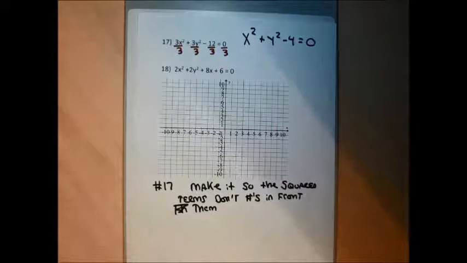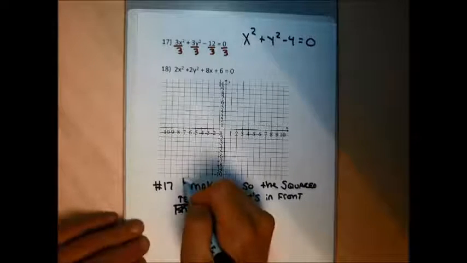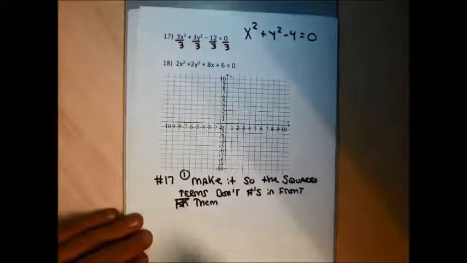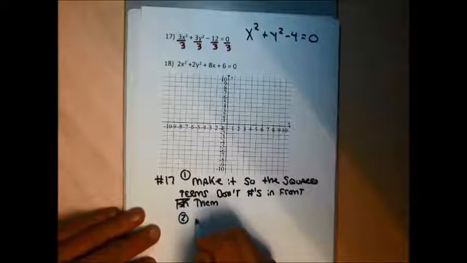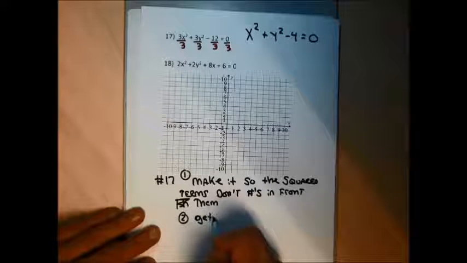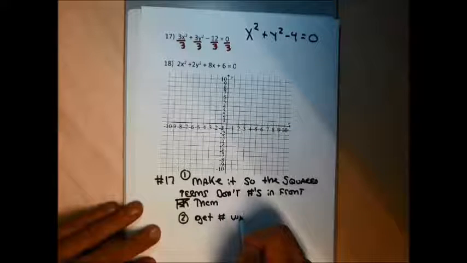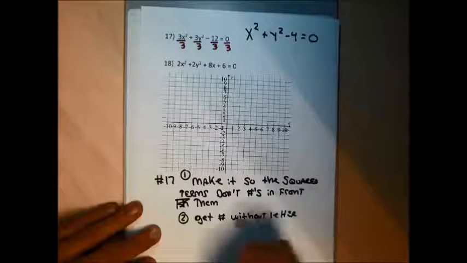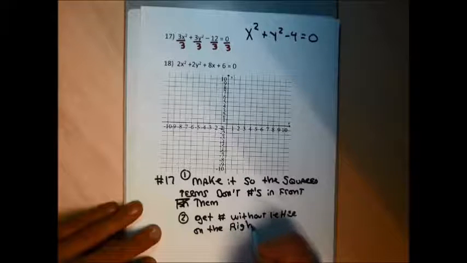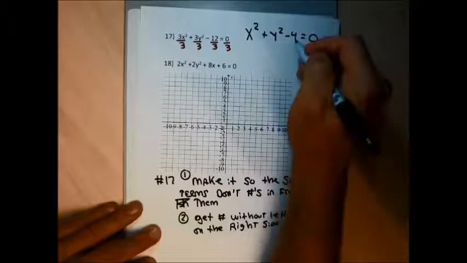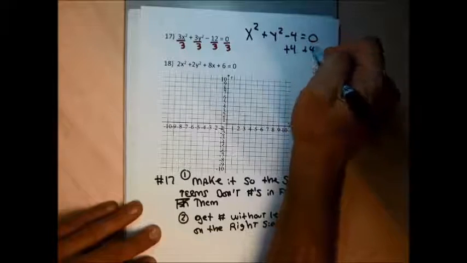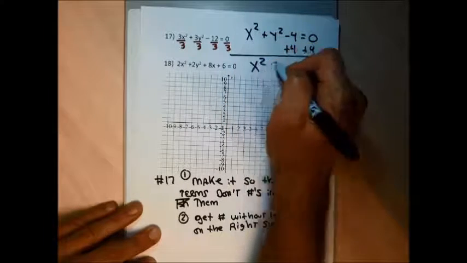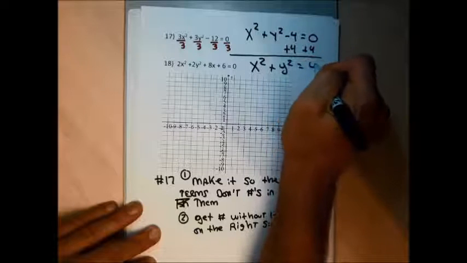This is like the first problem in that grouping. I need to have the letters on one side and get the numbers on the other. So the first thing I did in number 17 is I made it so the square terms don't have numbers in front of them. And the second thing I'm going to do is get the number without the letter on the right side. When I do that, I'm going to add 4 to both sides. It's going to give me x squared plus y squared equals 4.